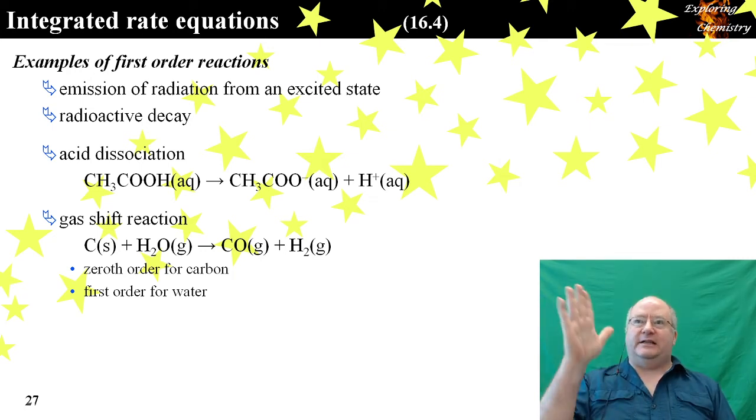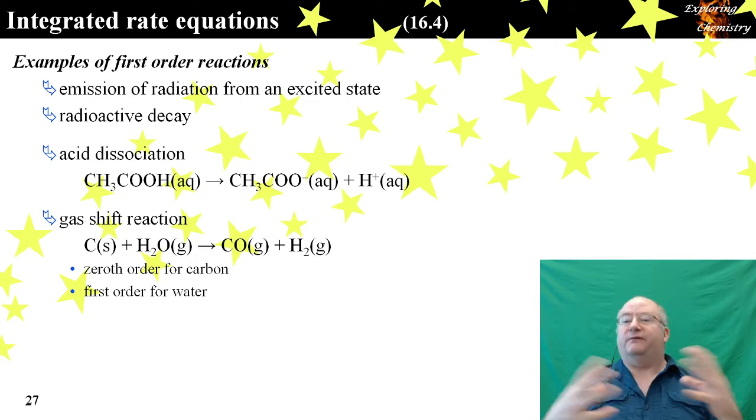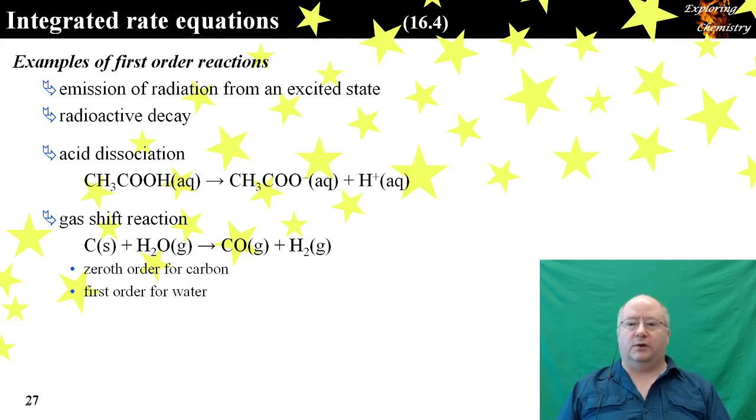That decay of intensity of light follows a first-order process. So that emission of radiation from an excited state, phosphorescence in this case, those stars, is a first-order process. Radioactive decay does the exact same thing. The dissociation of an acid. You throw concentrated acid in water and it dissociates. That dissociation is a first-order process.